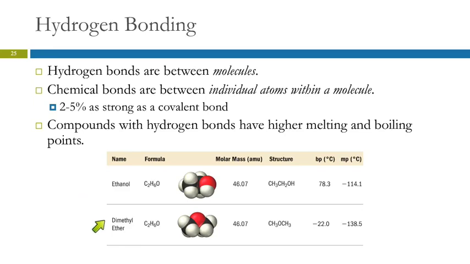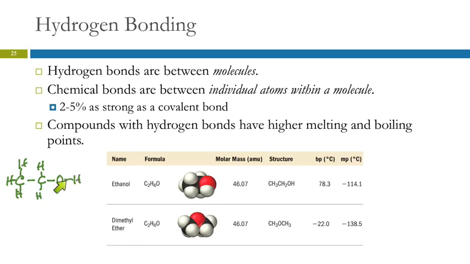So here we can compare ethanol and dimethyl ether. Same chemical formulas, same molar mass, but they're both polar, and this one doesn't have oxygen-hydrogen bonds. So we really need to look at how these are connected.